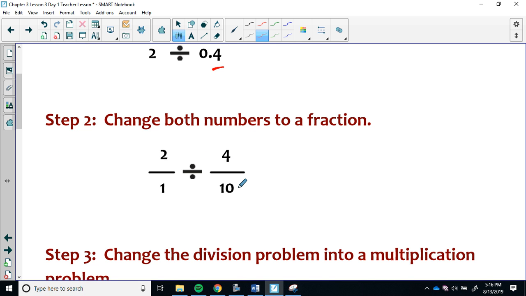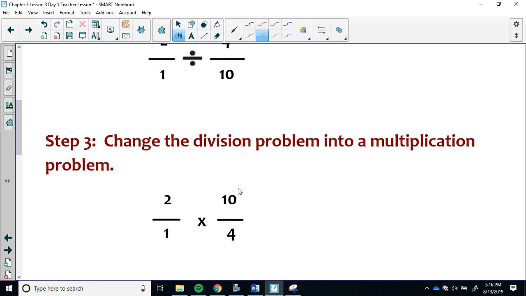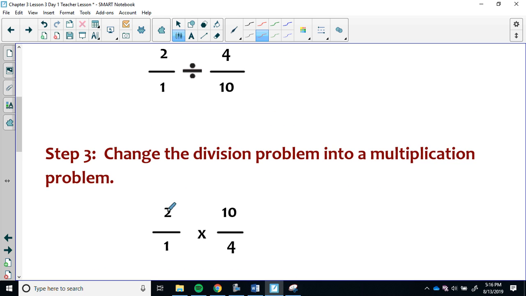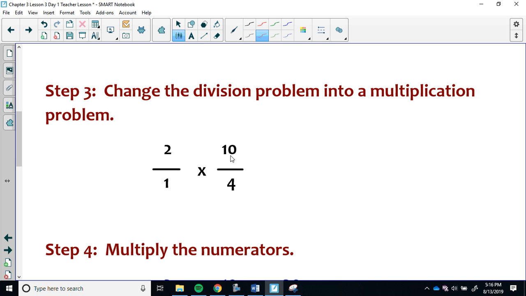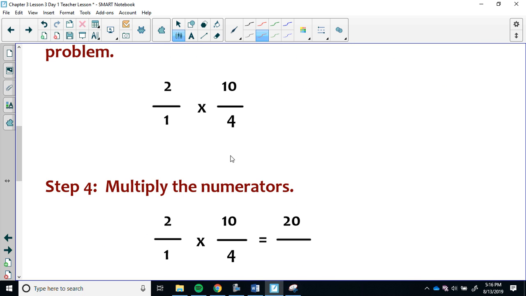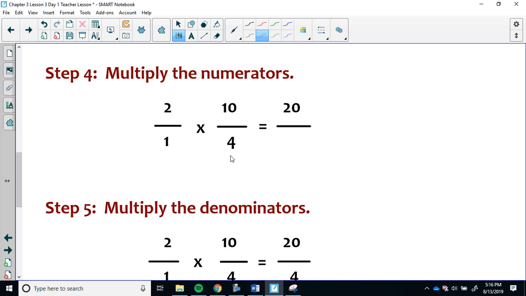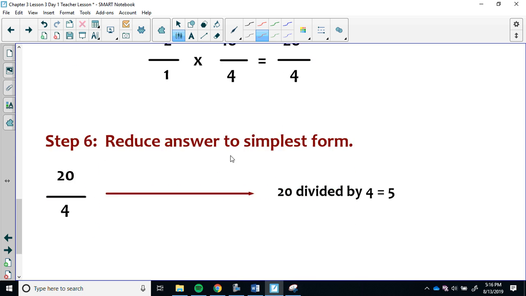So now that we have two fractions, it's just like what we were working on a couple lessons ago. Don't change the first one, 2 over 1. Change it from a division problem to a multiplication problem, and use the reciprocal, so 10 over 4. So 2 over 1 times 10 over 4. Multiply the numerators. 2 times 10 is 20. Multiply the denominators. 1 times 4 is 4. Reduce your answer to simplest form. 20 divided by 4 is 5.